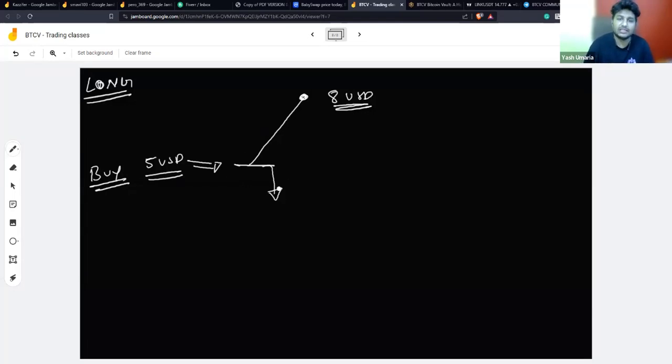So in this case, you will use a stop loss. For example, this is my stop loss somewhere right here, at a price of, just to make it easy, 4 USD. Now, what will happen at this price? Let's say stop loss.